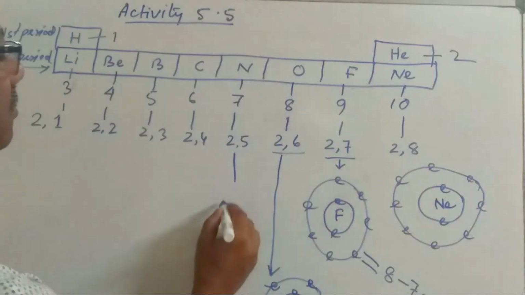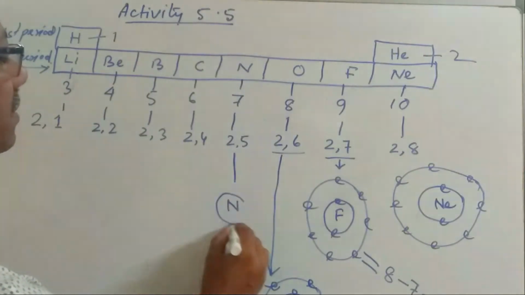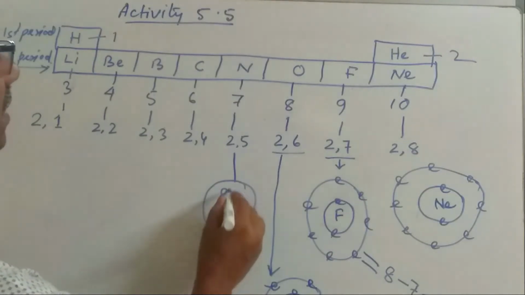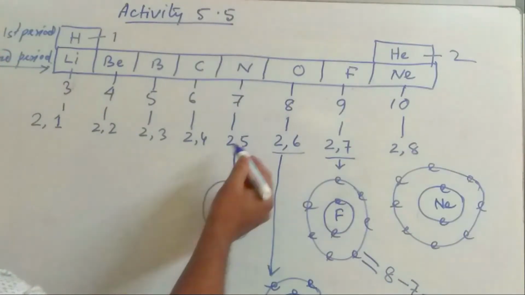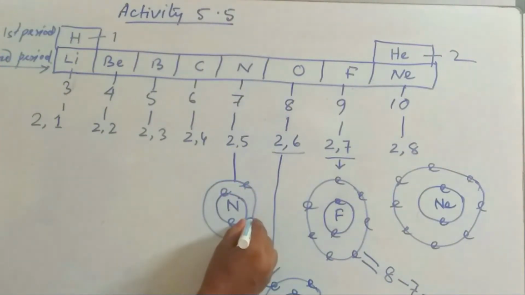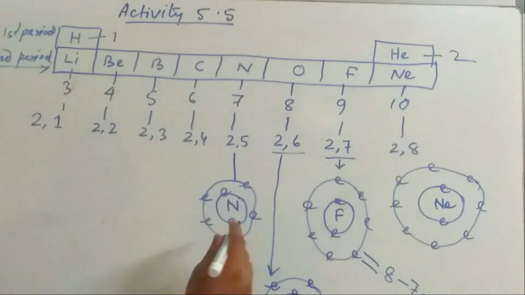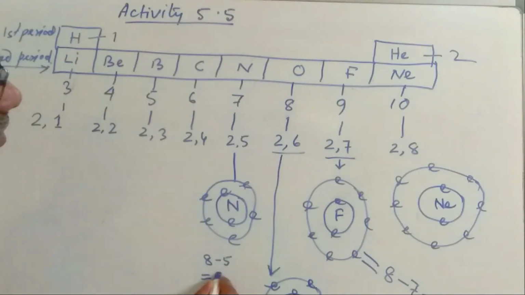Nitrogen, you also see first orbit, second orbit. On the first orbit there are 2 electrons. On the last orbit it has 5 electrons: 1, 2, 3, 4, 5. So to attain the nearest inert gas structure, how many electrons are required on the last orbit or shell? 8 minus 5 is equal to 3. So the valency of nitrogen is 3.